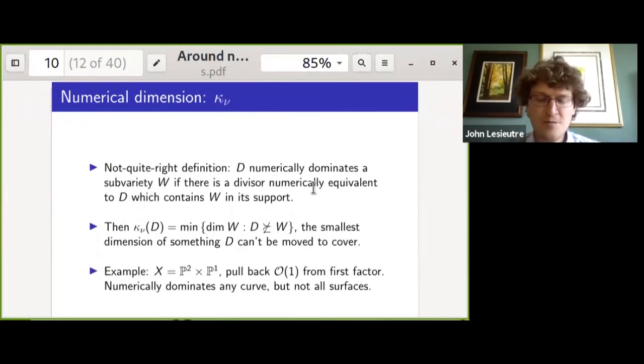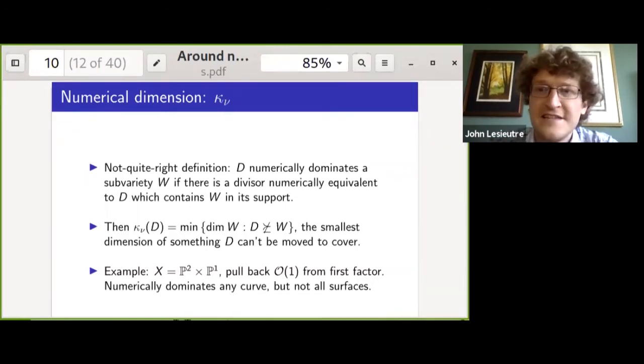All right, let me give you one more definition just to give you the flavor. I'm not even going to give you a correct definition this time because it's kind of technical to do correctly, and I'm not going to use it again. The third notion of numerical dimension, again due to Nakayama, is usually called kappa nu.